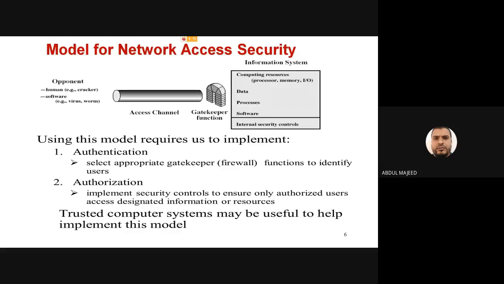Then here the components are there. What are the main important components? Access channel, what is the work of this access channel? What is that gatekeeper functionality I have explained to you, right? Inside that information system, we can have access control, computing resources, and internal security controls. That you need to know. Then where we can use this model: using this model requires us to implement authentication and authorization, right? Have a concept of username and password, and have a concept of access control, right?